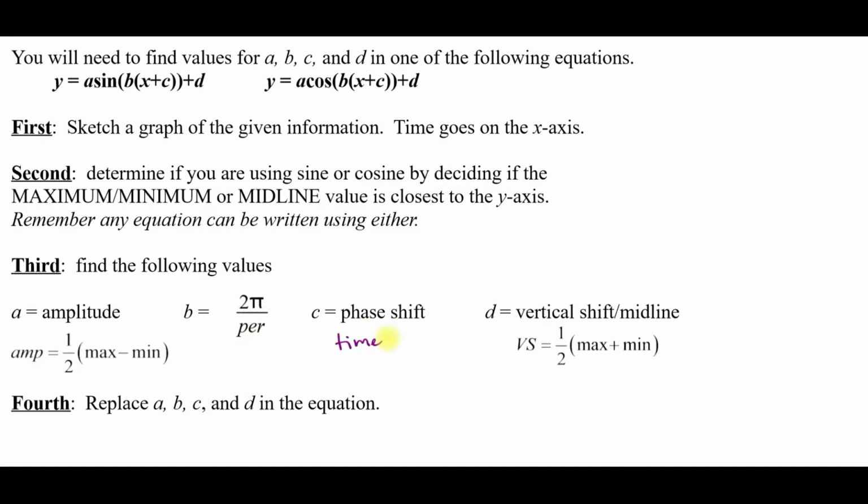Phase shift is going to be a time value, and if you work in cosine, then that phase shift is going to be the time that you reach your maximum. So my advice would be to try to write most of your equations using cosine because it's usually easier. And then your phase shift is the time that your maximum occurs. So D is your vertical shift, and that is 1/2 maximum plus minimum.